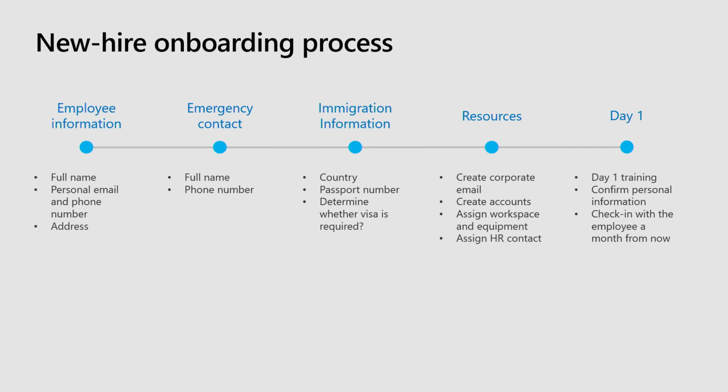Finally, we need to go ahead and assign them the resources they need, so like an email address, the computers and devices they might need, give them an HR contact. And finally, follow up with them on their first day. Make sure they go to their day one training, make sure we've confirmed that all the personal information we have about them is correct, and schedule a follow-up check-in in about a month to see how they're doing. Let's see how we would actually model this using an immersive business process.